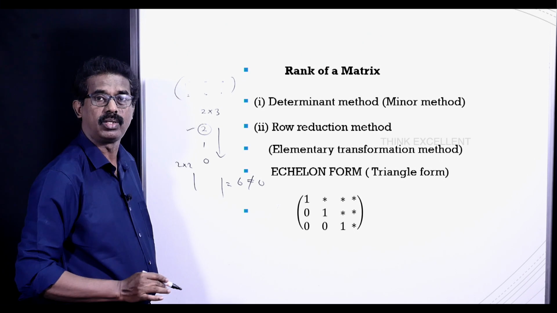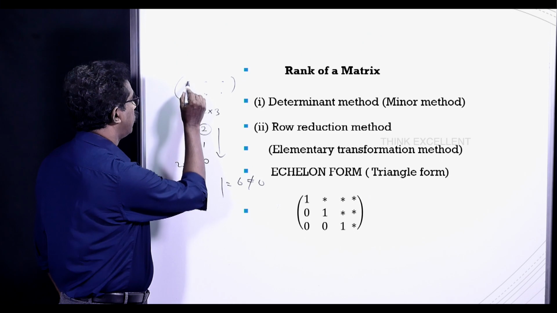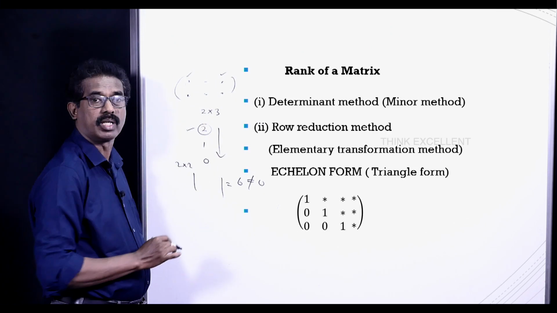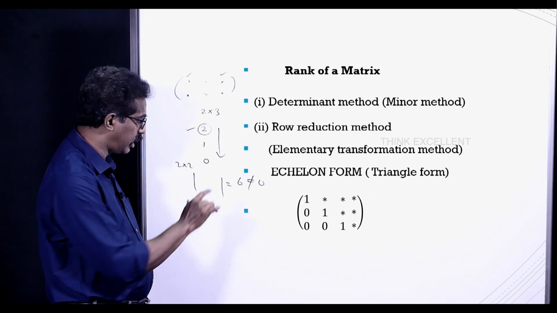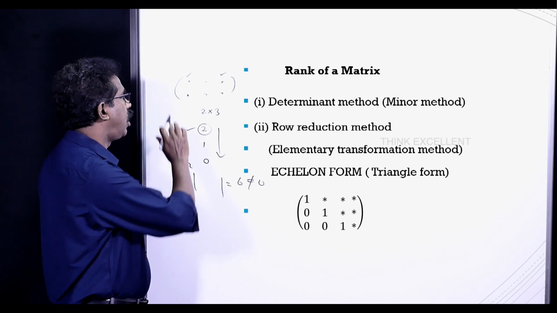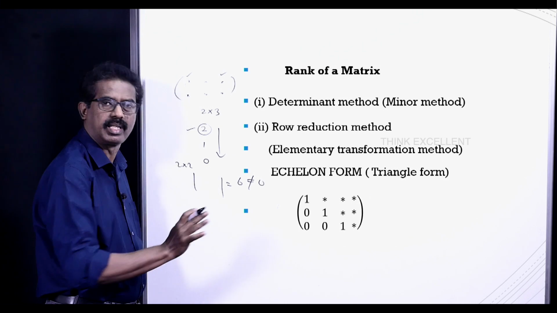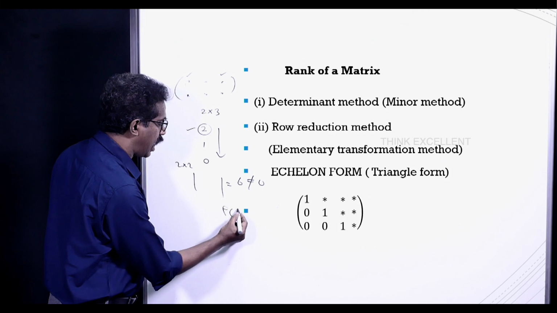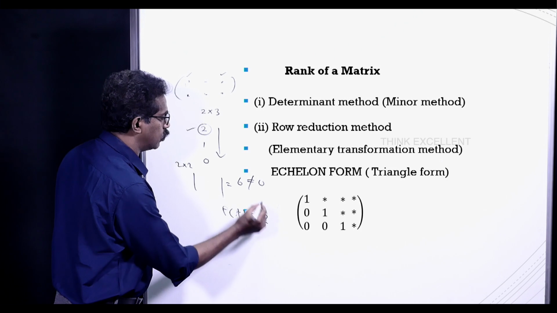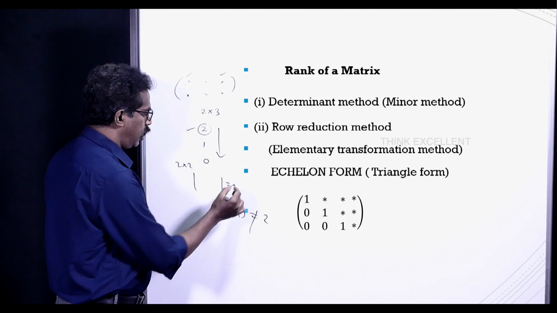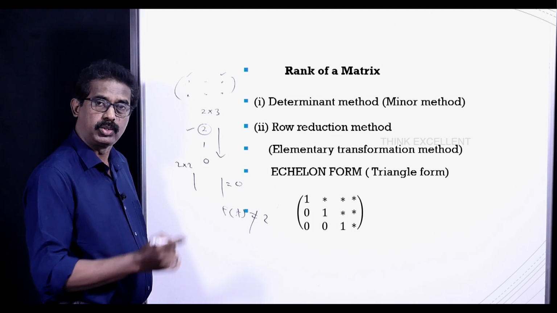If that is also 0, you take one more 2 by 2, right? First column and the last column. This and this alone you take. Another 2 by 2 can form. If that is not 0, again the rank is what? 2 only. When we say rank cannot be 2, if all the 2 by 2 minors you take, everything becomes 0, then you say rank is not equal to 2. If all the 2 by 2 minors are zeros, then rank cannot be 2.